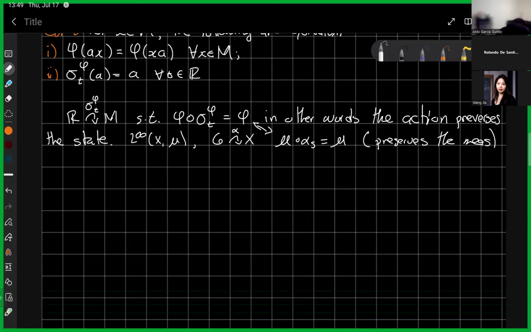So yeah, I have another definition we call M^P, the elements in the fixed points.